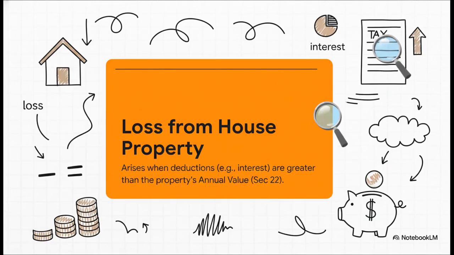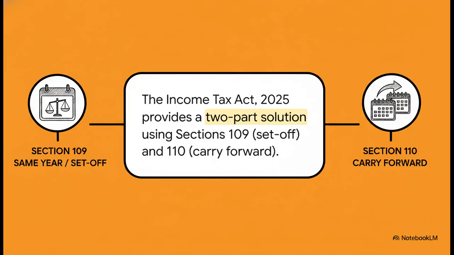Okay, so let's get a little technical for a moment. What exactly is a loss from house property under the Act? It's actually a pretty straightforward calculation. You start with the property's annual value. From that, you subtract your deductions, which are mainly the 30% standard deduction and, of course, the interest you paid on borrowed capital. If those deductions are more than the annual value, that negative number you're left with, that's your loss from house property.